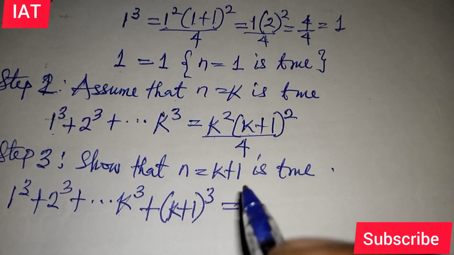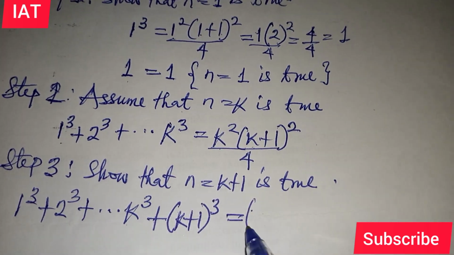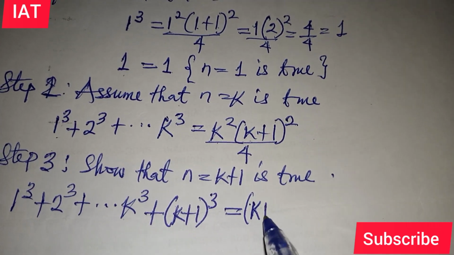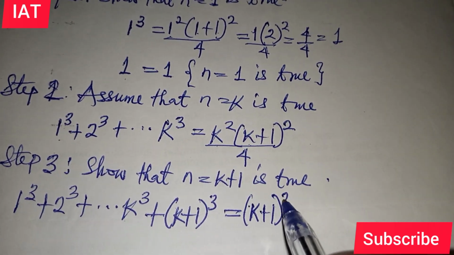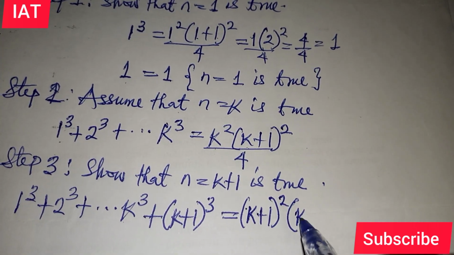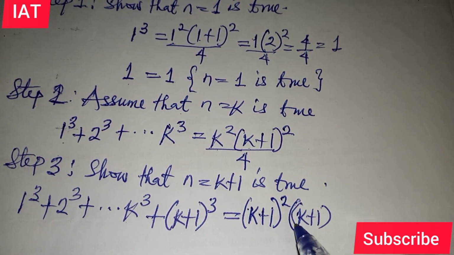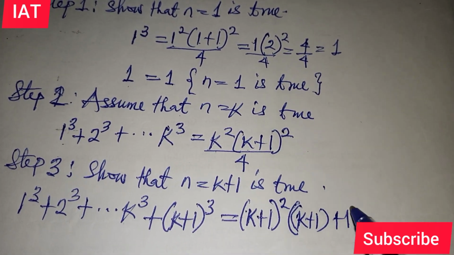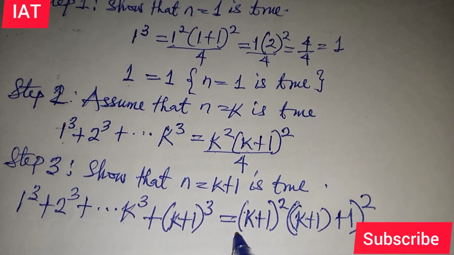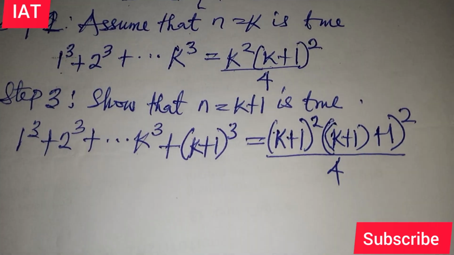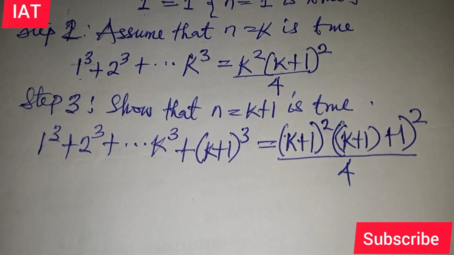Alright, so here we have, from the first term, k plus 1 all squared, into, in place of k we still have k plus 1, then plus this one we have there, all squared all over 4. Alright, I'm just taking my time so that you don't miss any step here.